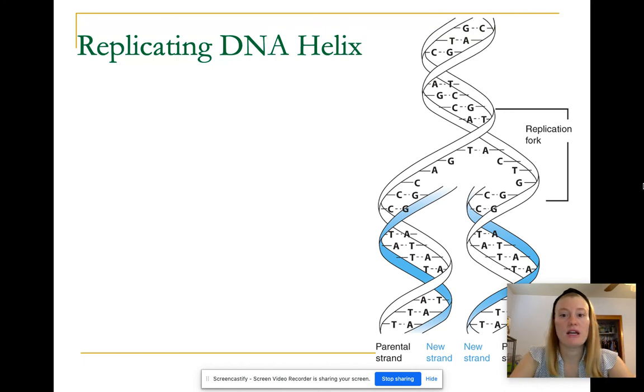And this is basically how it looks when you are replicating the DNA. It's obviously in a helix.